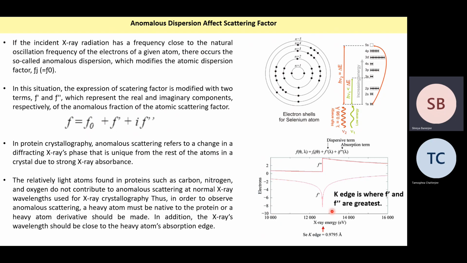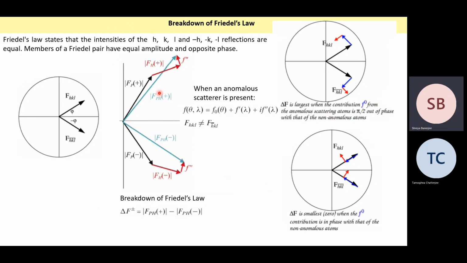F prime is the real part and F double prime is the imaginary part. This change generally occurs for heavier atoms. So the relatively light atoms found in protein like carbon, nitrogen, oxygen, and hydrogen do not contribute to this scattering. And in order to observe this anomalous scattering, a heavy atom must be added. And the X-ray wavelength should be close to that of the heavy atom absorption wavelength.